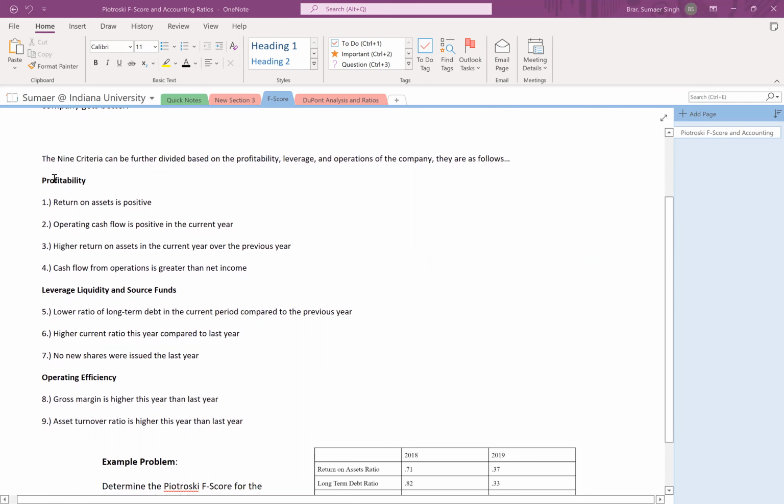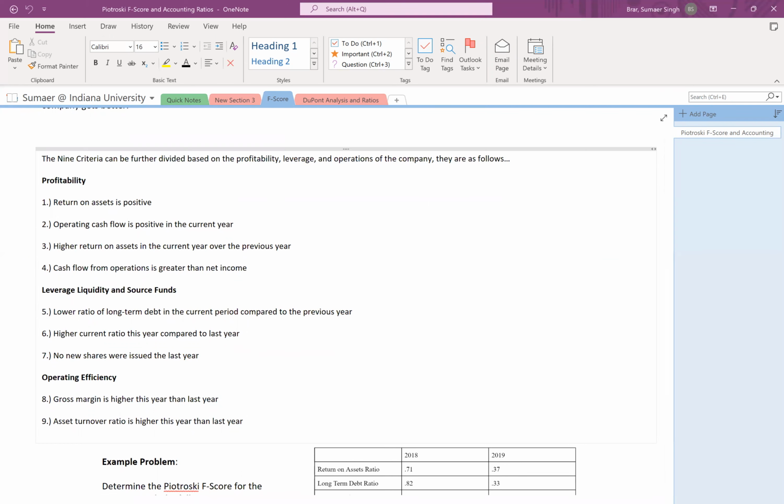The first criteria is profitability. The first set of criteria is determined by profitability. And the first criteria is that return on assets must be positive. This criteria exists to screen out loss-making companies. The second criteria is that the operating cash flow is positive in the current year. This criteria filters out companies that rely on their own cash reserves or outside debt finance.